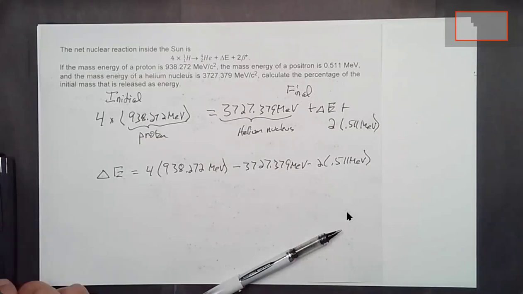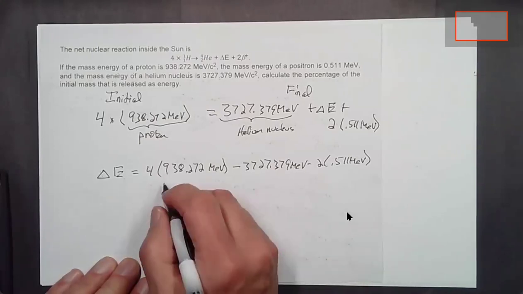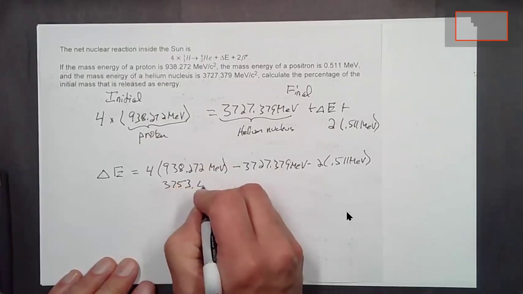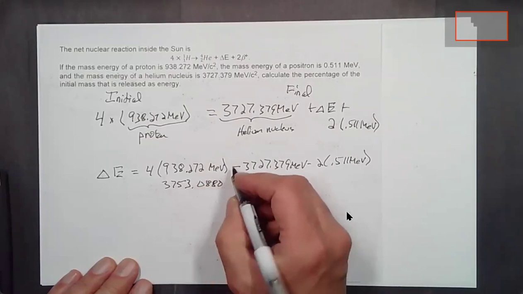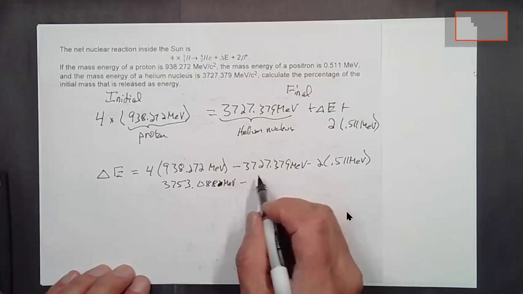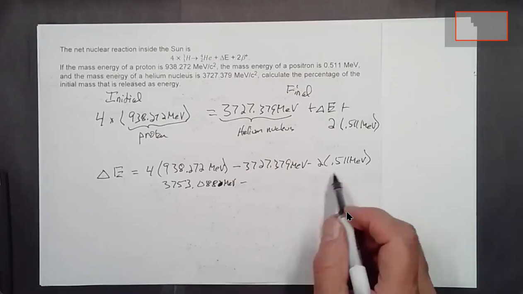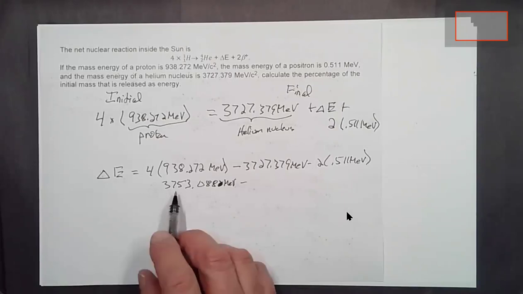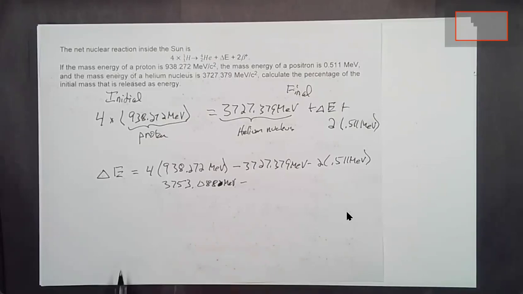Turn on calculator. Oh, I've got all these sig figs showing. I might need them on this problem, actually. What I get for this is 3753.088 MeV minus this 3727 minus that stuff. I was just curious what that one would happen to be. And actually, it's good to know this. This is what we start with.